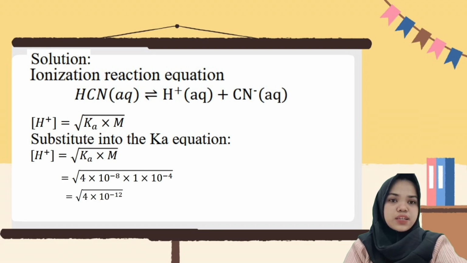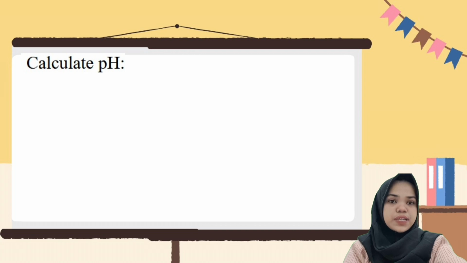This multiplication results in 4 times 10 to the power of minus 12. The square root of 4 times 10 to the minus 12 is 2 times 10 to the minus 6. Next, we calculate the pH.